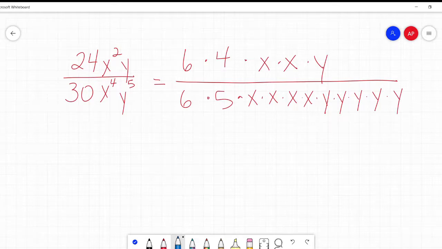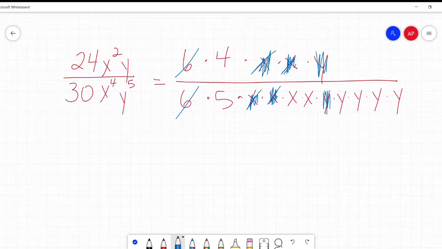So now I can start canceling. Don't worry, you don't have to write it out like this every time. This is just to show you how it works. So on top and bottom, I have a 6 on top, 6 on bottom. There's an x and an x and an x. And 1 y and 1 y.